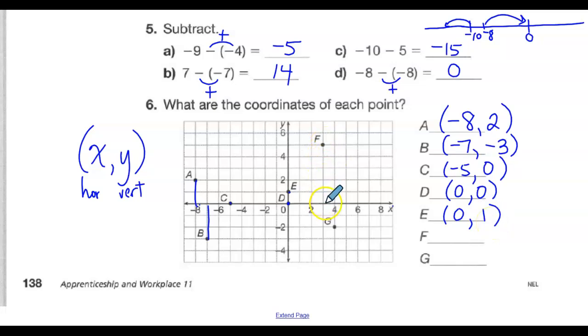F, the x value is 3, the y value is 5. G, the x value is 4, the y value is -2. Okay, so hopefully that rings a bell for you.